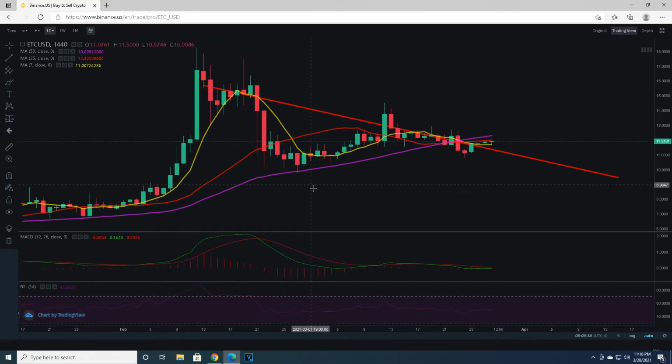It sold way too far down. It sold way below the 7-day average. Crossed, touched the 50-day average, crossed below the 25, touched the 50, and tried to bounce off. It just didn't have enough. It didn't have enough pressure to bounce off of it.